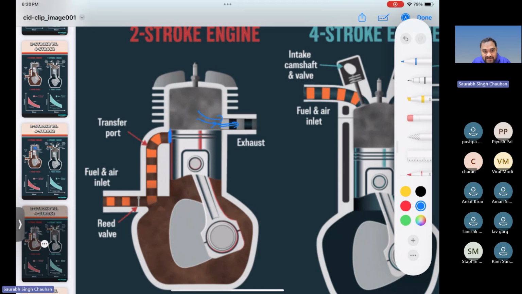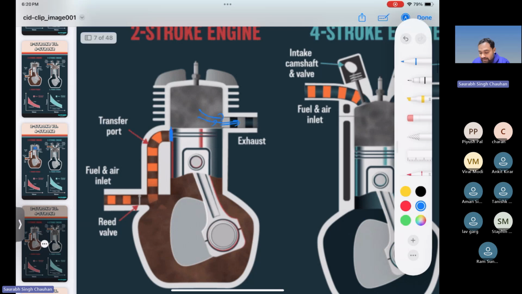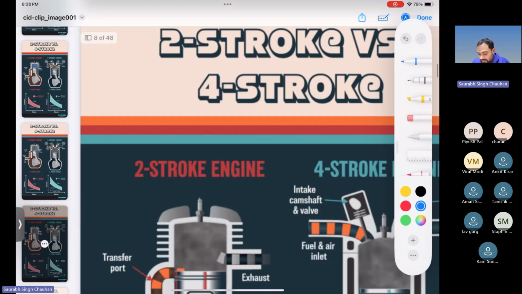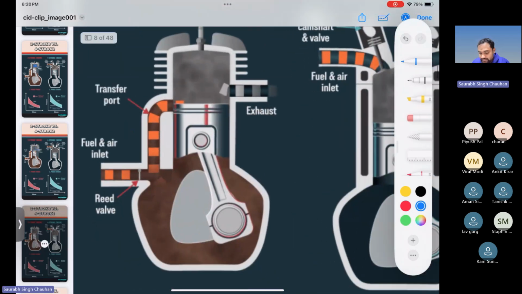Can you observe that the transfer port is still closed? Now when the piston comes down further, what will happen? Now the transfer port is also being opened. It has started to open. So what was there in the crankcase? Air fuel mixture, right? In the crankcase there was air fuel mixture.